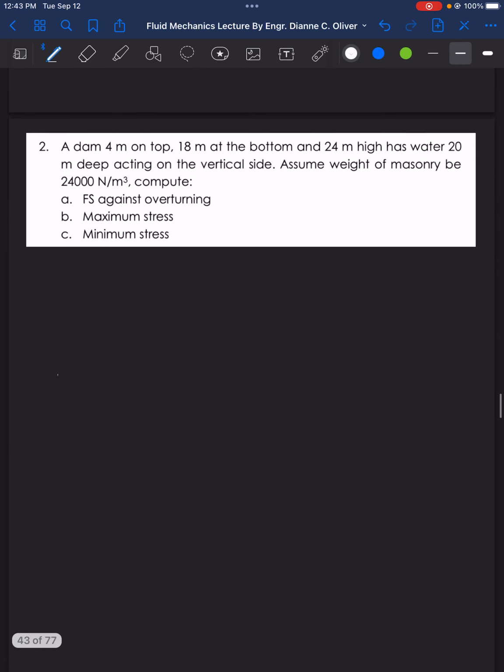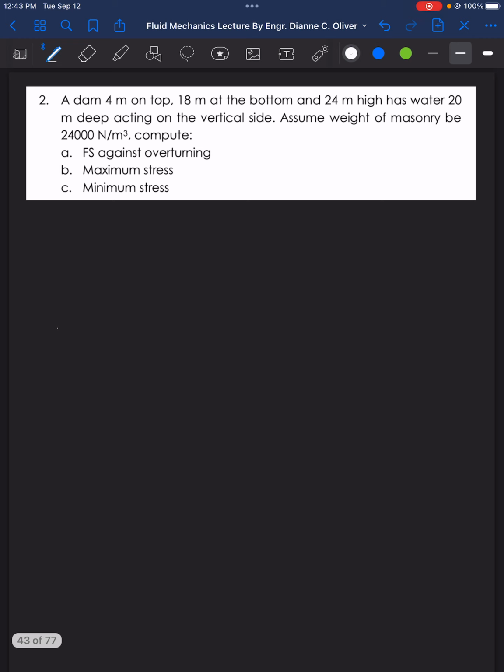Okay, now let's go to example number 2. So we have here a dam, 4 meters on top, 18 meters at the bottom, and 24 meters high. So this is a trapezoidal dam. It has water 20 meters deep acting on the vertical side. Assume the weight of masonry to be 24,000 Newton per cubic meter. Compute letter A, factor of safety against overturning, B, the maximum stress, and C, the minimum stress.